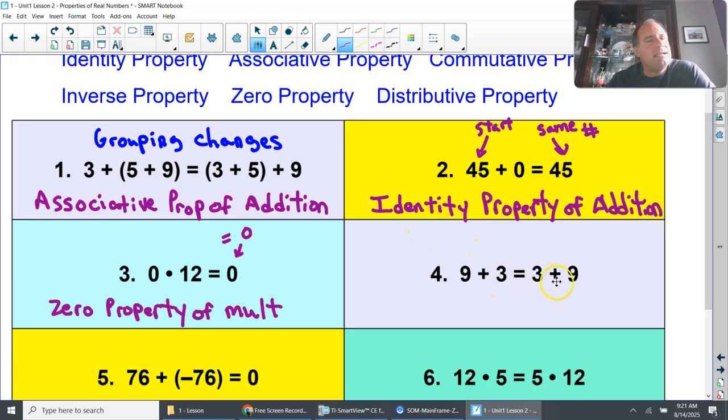9 plus 3 equals 3 plus 9. Remember, we're switching the order. We're switching the order. So that is commutative property of addition, switching that order.